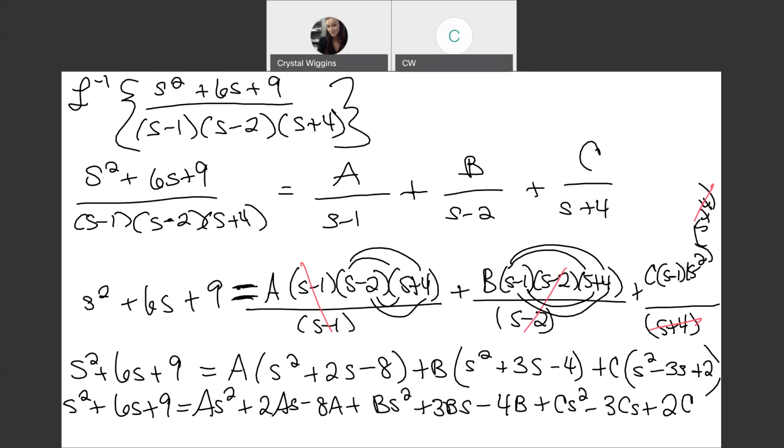Now what we want to do is group pieces together based on their s term. All the s squareds are going to be grouped together, all of the s terms need to be grouped together, and all of the constant terms will be grouped together. You'll see very shortly, if you haven't done partial fractions before, why we're doing that. The left side of the equal sign is not changed yet.